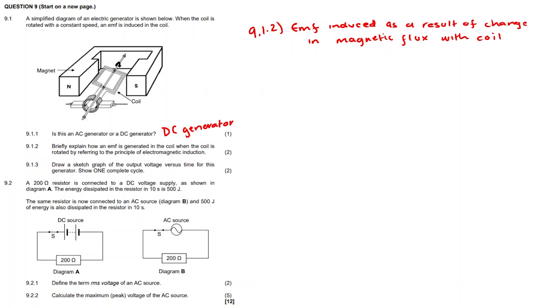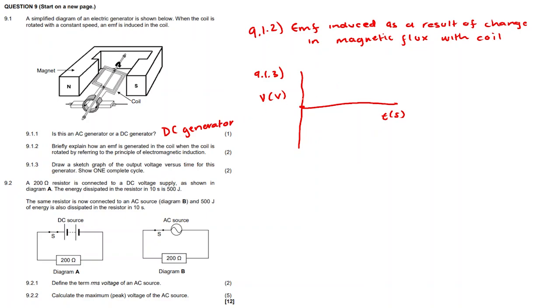Question 9.1.3. Draw a sketch graph of the output voltage versus time for this generator. Show one complete cycle. As we can see, this coil is sort of horizontal, so you would start at the origin. However, you could start on the y-axis somewhere up here and start from there. Either one is fine, but I'm going to start from the origin.